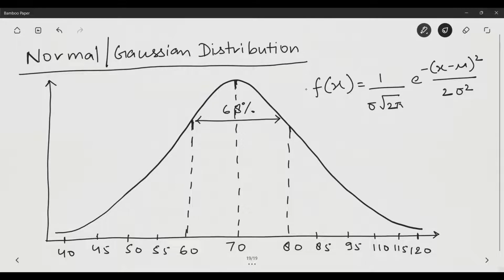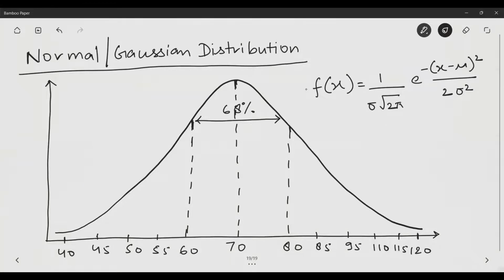So x will be your 65. Okay, so this is a formula for a Gaussian distribution. This is a formula for a normal distribution. This is the PDF for the normal distribution. Okay, and this is what happens in the case of a normal distribution. So you are always going to get a bell-shaped curve.